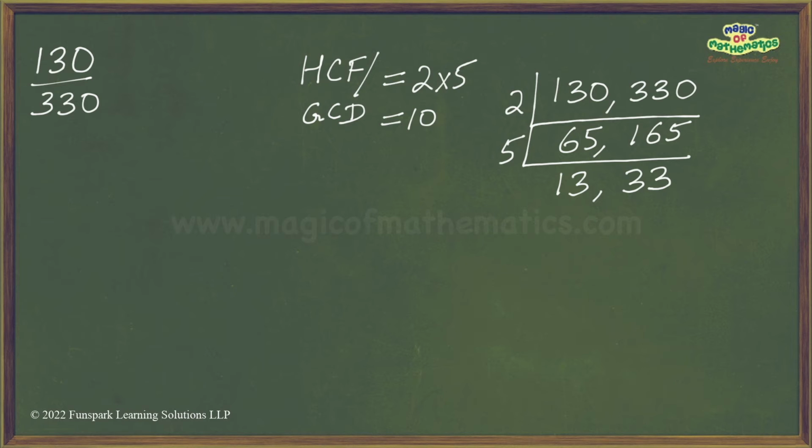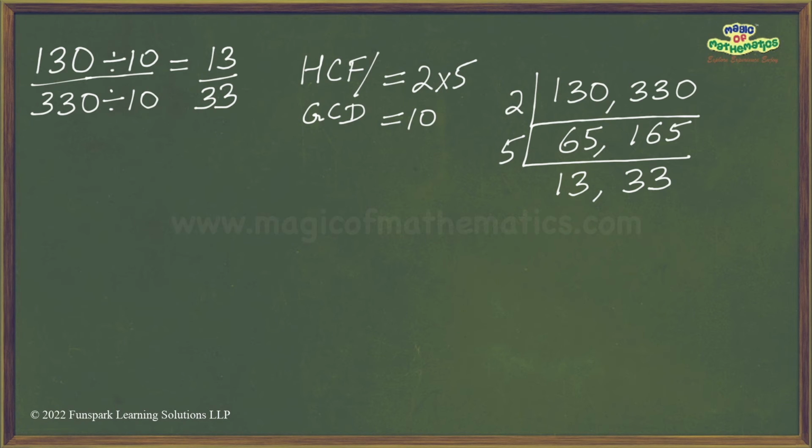So we divide both the numerator and denominator by 10 to get 13 over 33 as an equivalent fraction in its simplest form. Instead of finding the HCF or GCD formally, we can also divide the numerator and denominator by the common factors progressively, reducing the fraction to its equivalent simplest form.